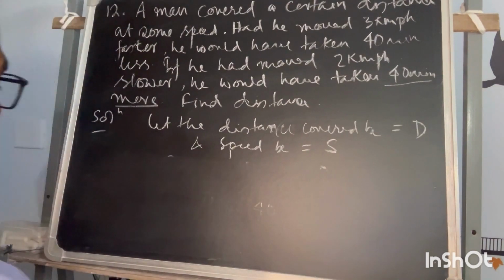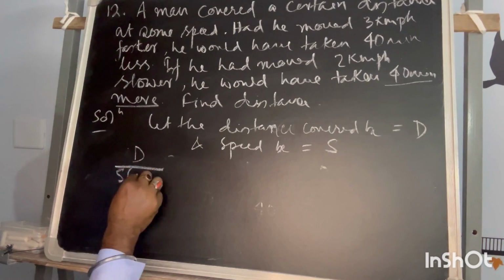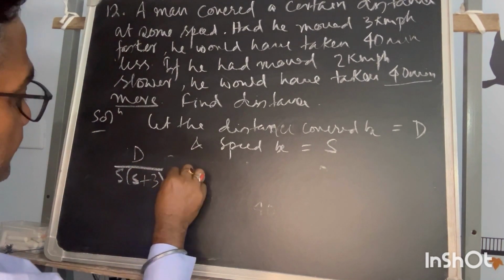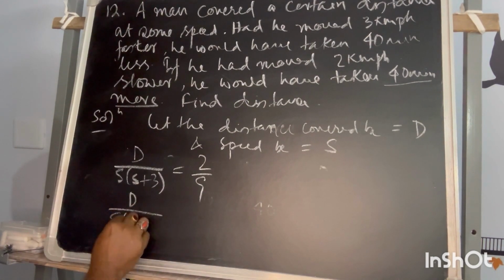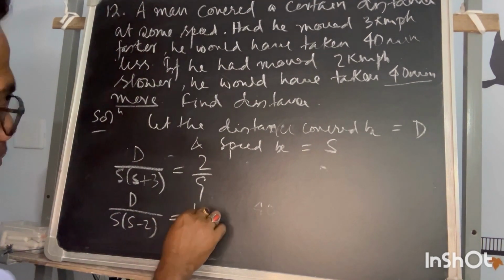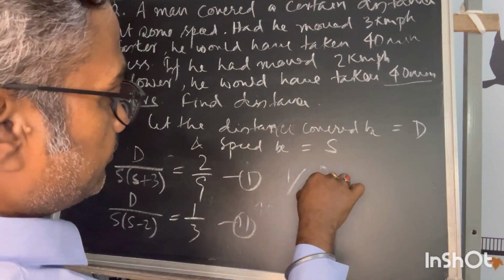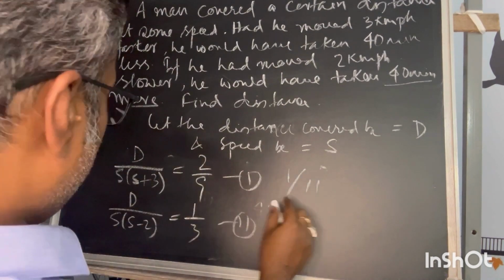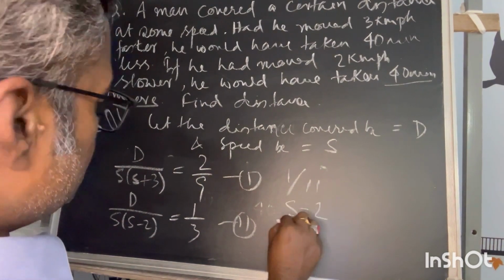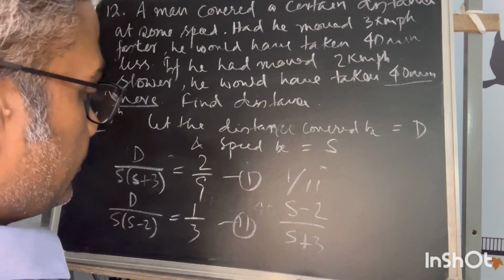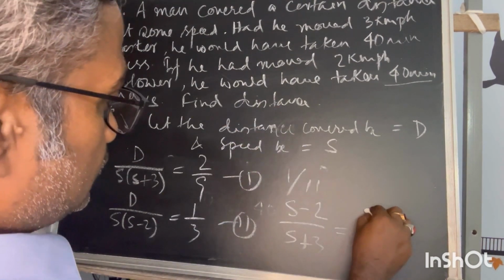I would write only the equations: d upon s into s plus 3 is equal to 2 by 9, and d upon s into s minus 2 is equal to 1/3. Now divide these two. This is the first one, and this is the second. So 1 divided by 2, s will be cancelled out, d would be cancelled out. Only s minus 2 by s plus 3 will remain, because I am dividing 2 by 9 by 1/3, which gives 2 by 3.